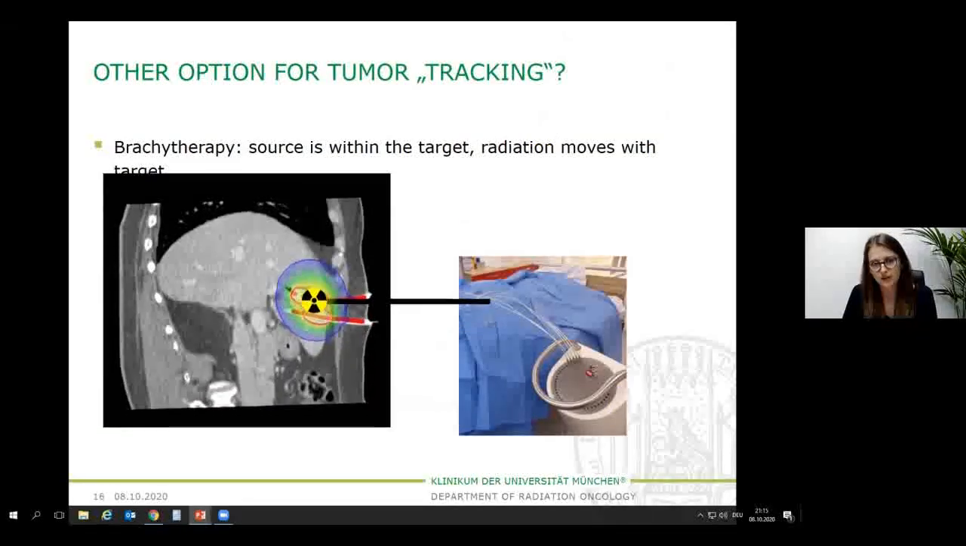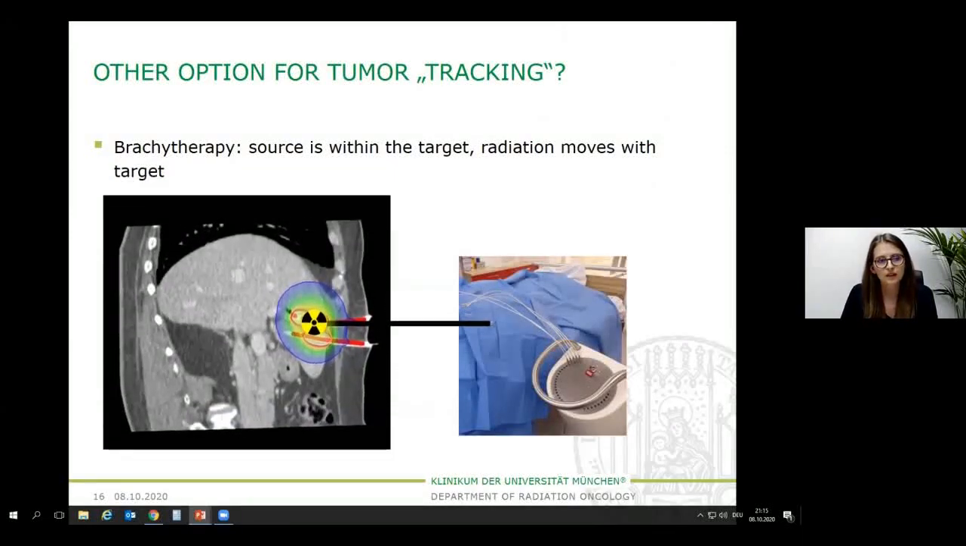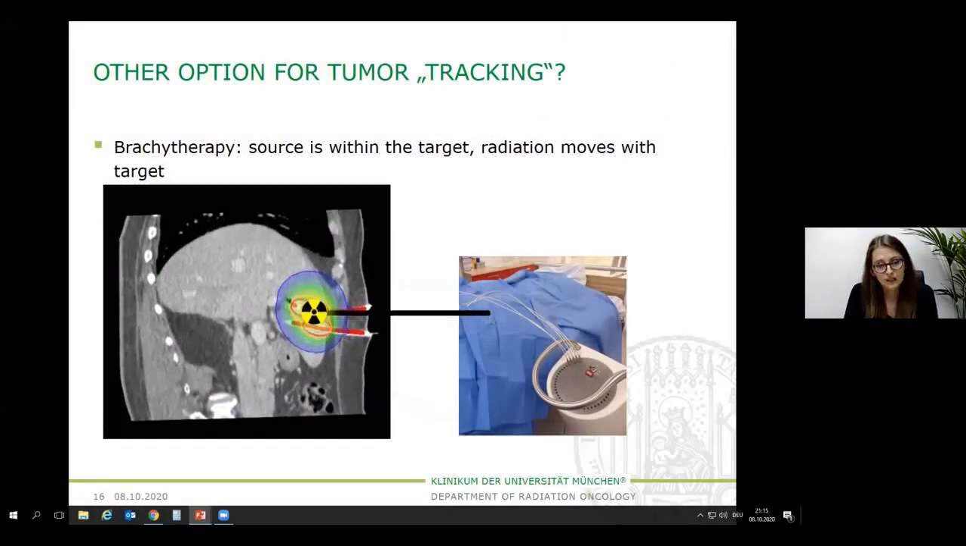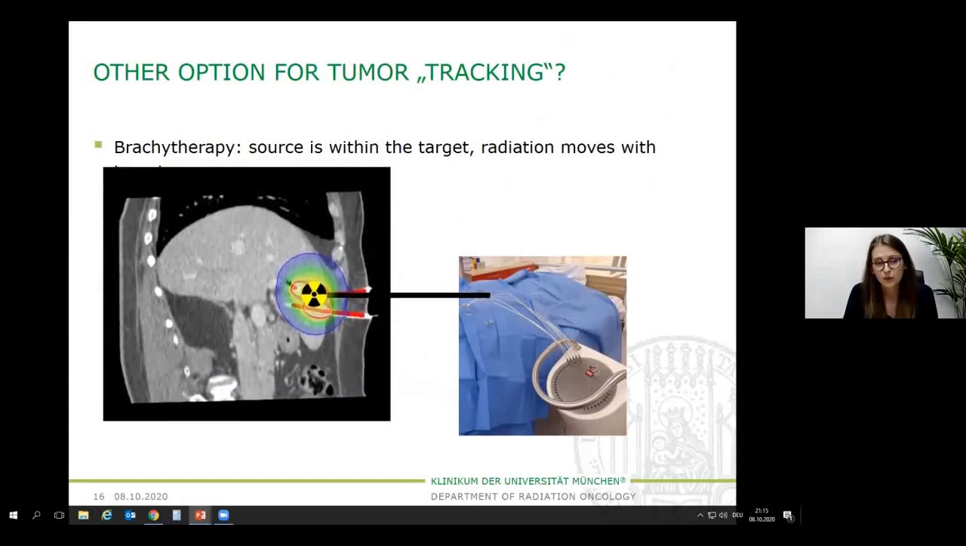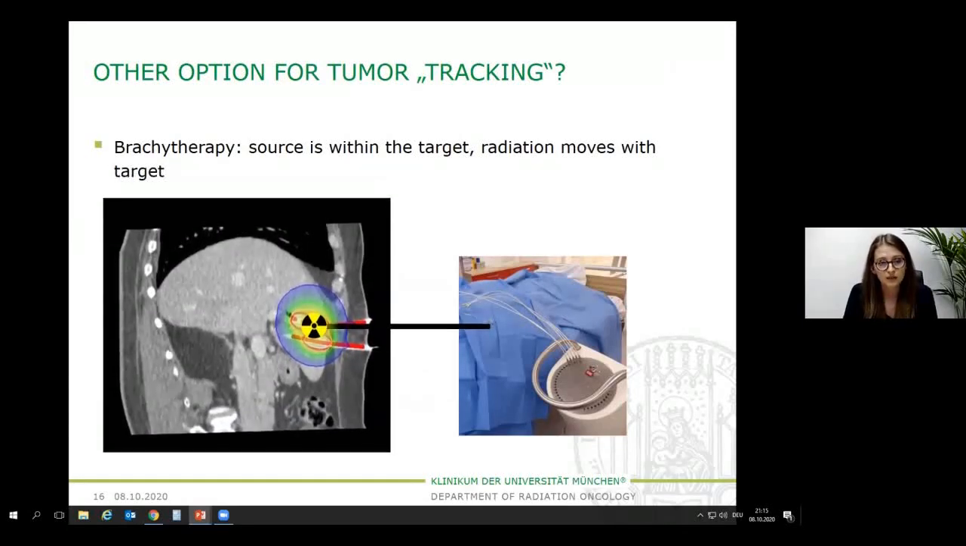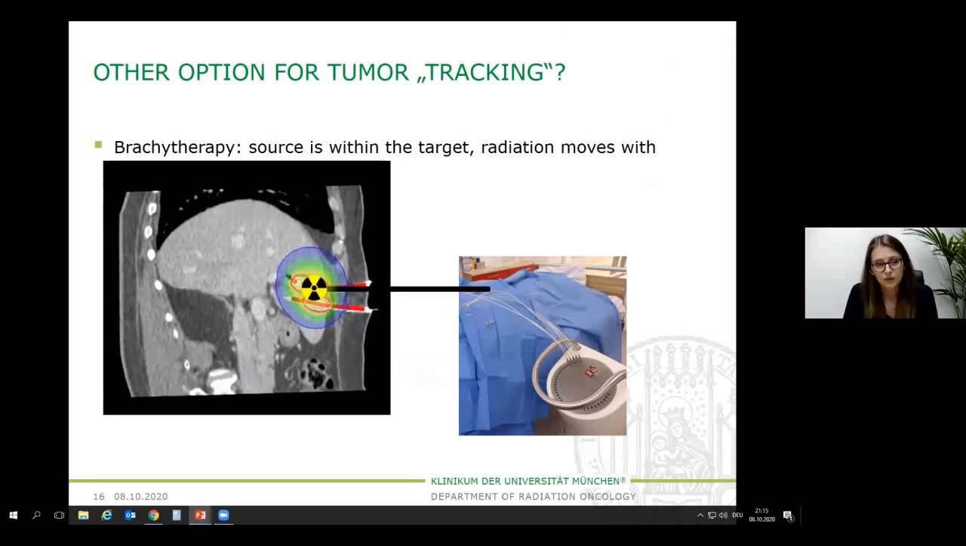The other option, and that's what we're going to talk about today, is brachytherapy. This is a solution for a lot of problems that we have seen earlier. So in brachytherapy, you put a brachycatheter within your target. So you have the radiation from the inside. You don't have to treat a lot of surrounding tissue, healthy liver. And also when the patient is breathing, your brachycatheter and radiation moves with the breathing of the patient.